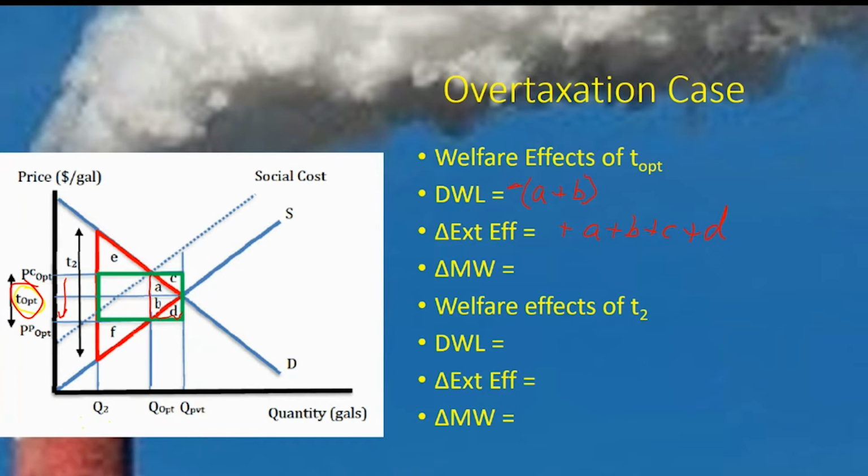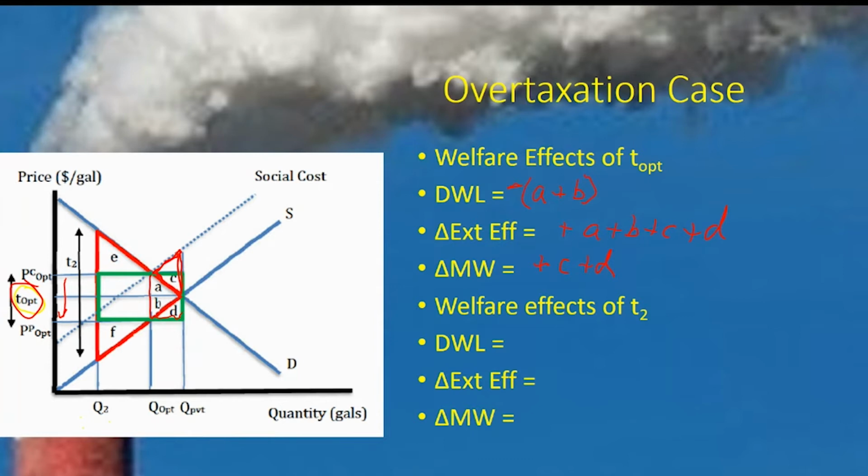And that's going to give us a change in market welfare. The A's are going to cancel out, the B's are going to cancel out, and we're going to be left with plus C plus D. So the welfare effect of the optimal tax is C and D on this diagram, which, by the way, is equivalent to this area right up here, which is how I depicted it before.